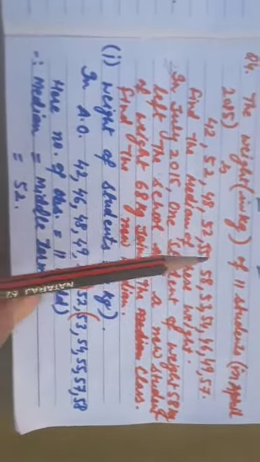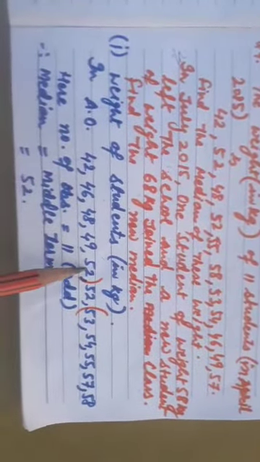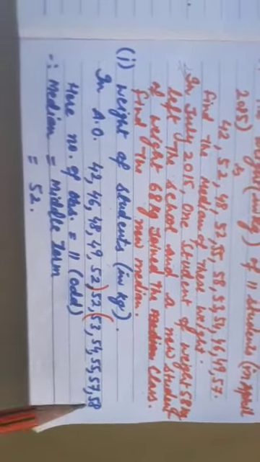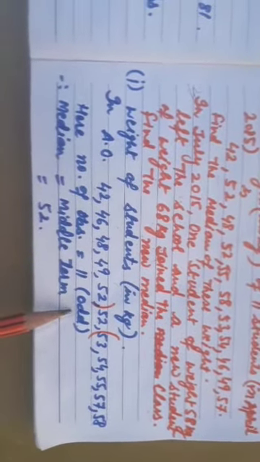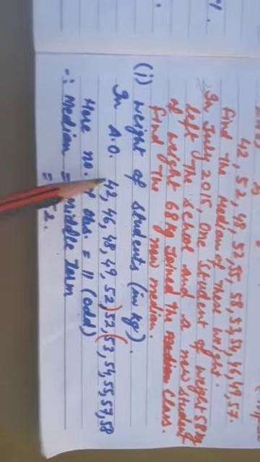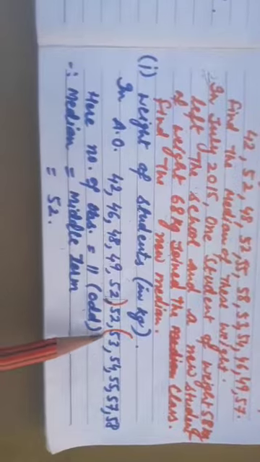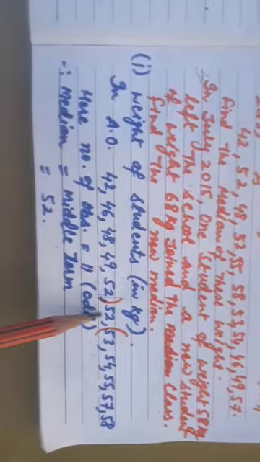The weights of the students in kilograms are given. So we will arrange these weights in ascending order: 42, then 46, 48, 49, 52, 52, 53, 54, 55, 57, 58. Now we have to count the number of observations. The number of observations is 11, that is odd. In case of odd, the middle term is the median. So in this case 11 minus 1 is 10, half of 10 is equal to 5. So 5 observations from the left and 5 observations from the right of this list we will remove. What we get is the middle term, that is 52. So 52 is the median in this case.